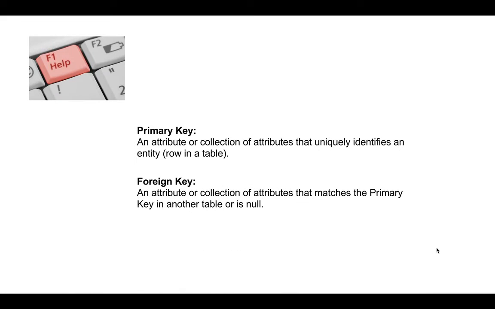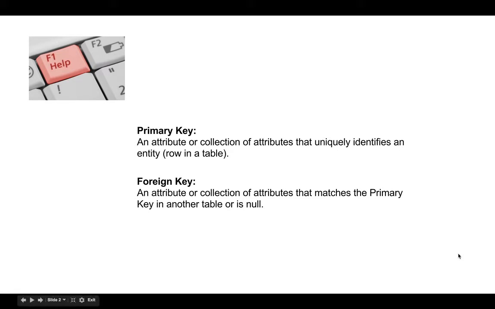Because of the normalization process, you find these different entities: you take out of the first entity, extracting attributes to create another entity. But you need to keep them associated with each other, and you do that through a foreign key. That foreign key is then an attribute, a collection of attributes, that matches the primary key in another table or is null. So basically, in the first table you would have your attributes, and you would create a second table, and you would associate the primary key of that second table with a foreign key in the first one.